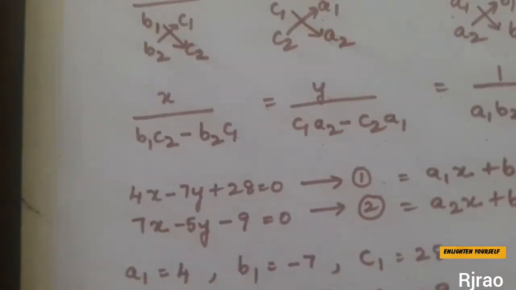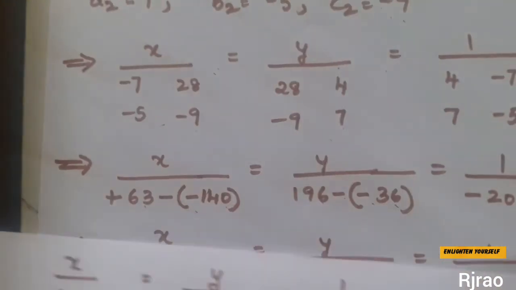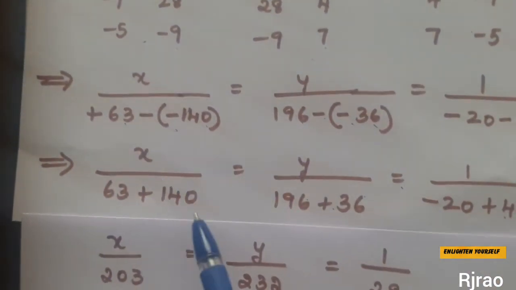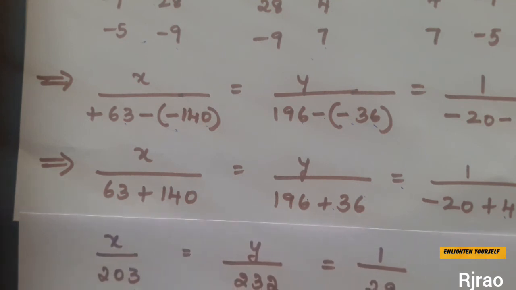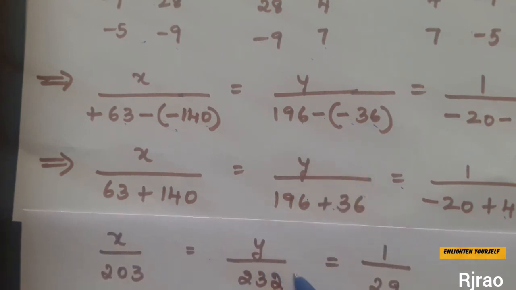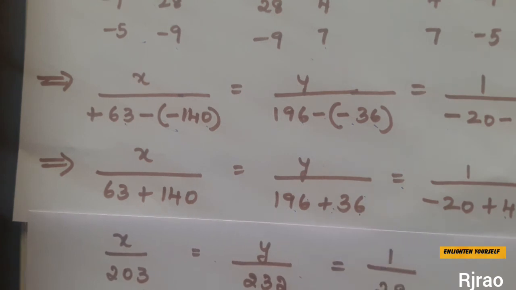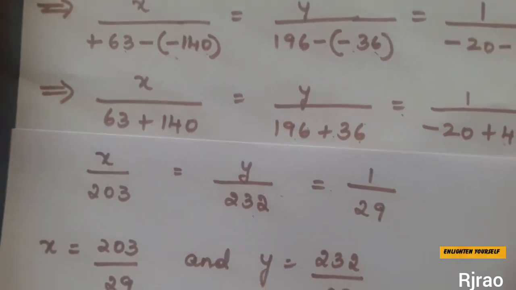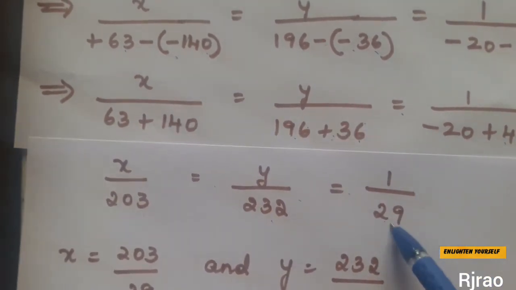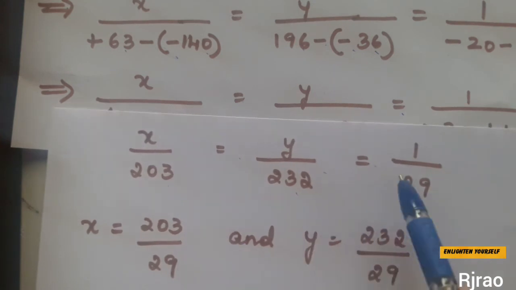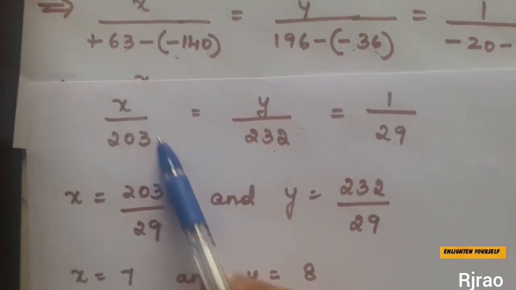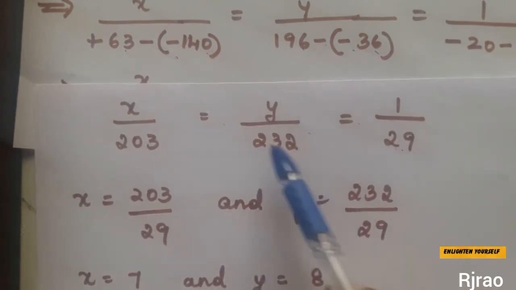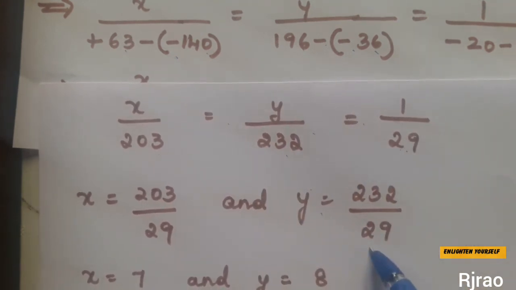So the next part after this is we will get x by 63 plus 140 is 203, is equal to y by 196 plus 36 is 232, is equal to minus 20 plus 49 is 1 by 29. So now what we have to do: the x value will be this 203 divided by this 29 and y value will be 232 divided by 29.